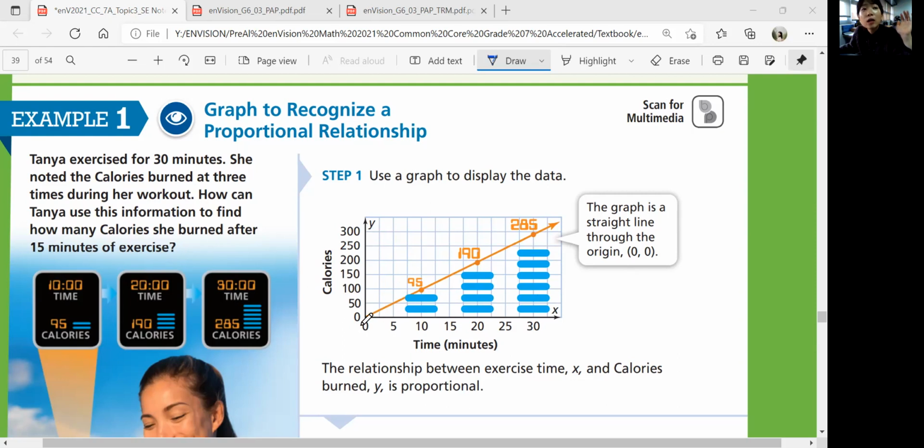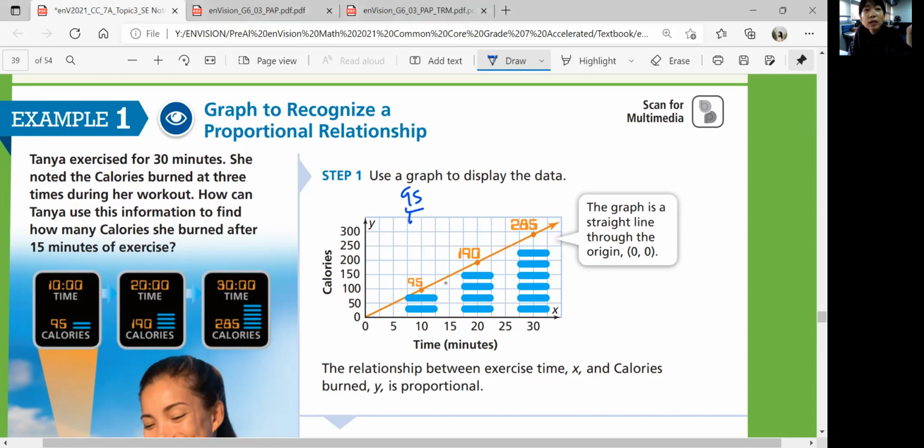And if you connect these points on the graph, you get a straight line that starts from the origin 0, 0, when she must have started, right? No time, like she didn't even start when you have 0 minutes, 0 calories. And then she starts exercising, and then this is how much calories she burned. So do we have a proportional relationship? Well, let's see if we have the same constant, right?